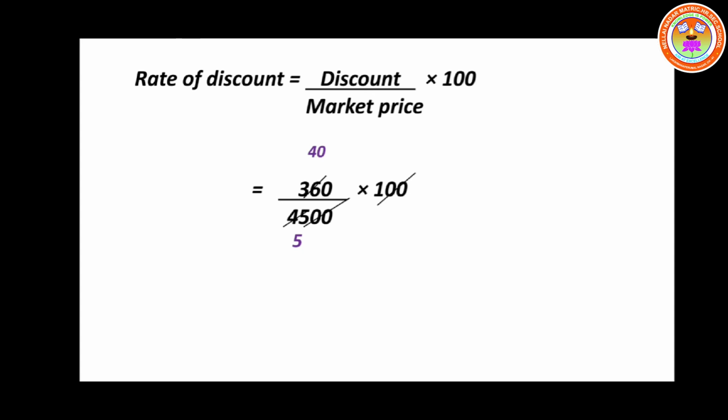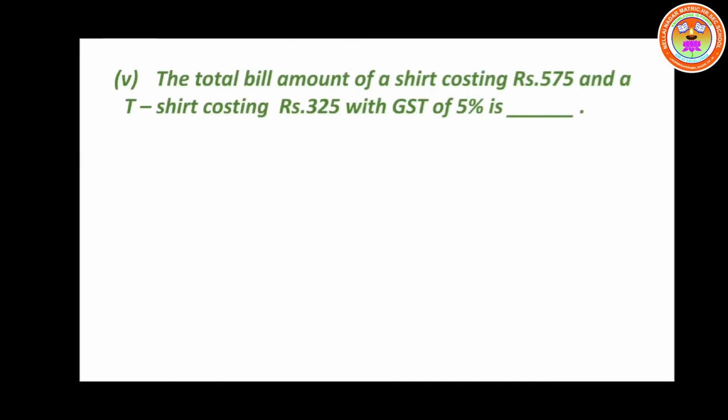Have you understood, children? I'll repeat once again that 2 zeros and 2 zeros will get cancelled. 45 and 360 will be cancelled in 9 table. 4 nines are 36. Sorry, 40 nines are 360 and 5 nines are 45. Again 5 you can cancel with 8 table. Okay, 5 8s are 40. So your answer is 8%. Therefore, rate of discount is equal to 8%. Okay. Now let us move on to subdivision 5.